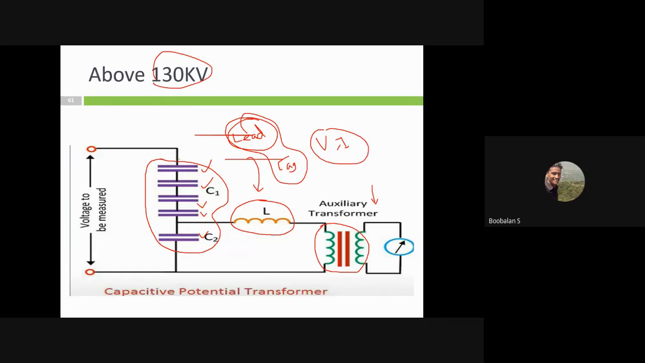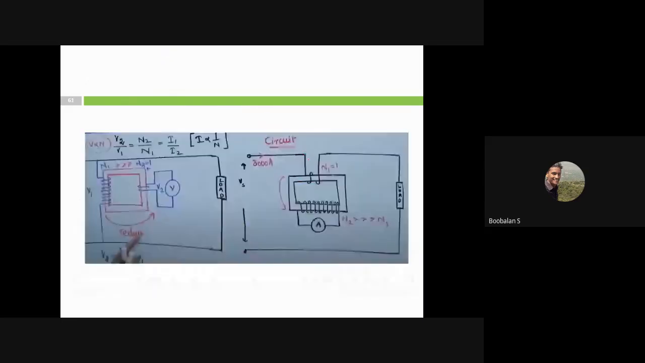So in very high voltage, we need to add capacitors and inductors, right? These are going to reduce your voltage level, right? So the capacitor is used over there, and we are able to make it measurable, right? Over here, the remaining things will be the same.